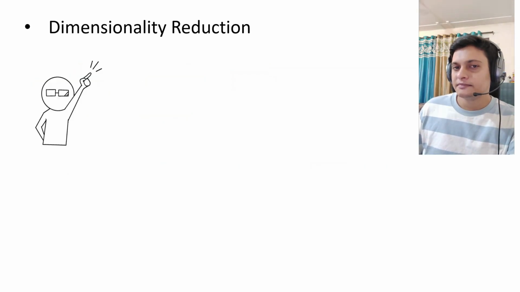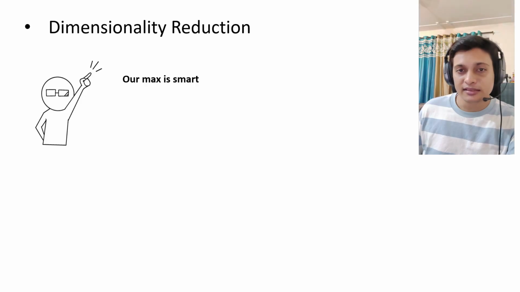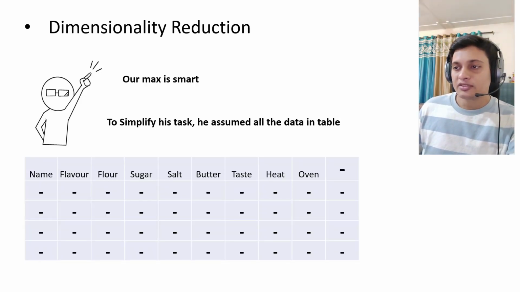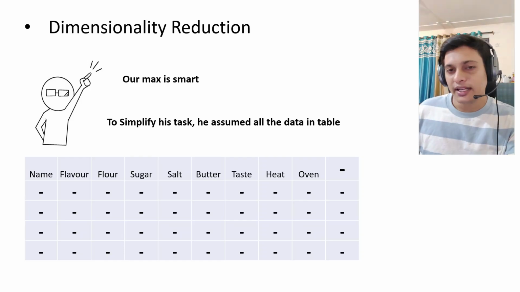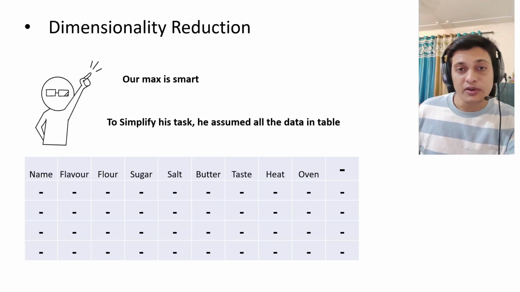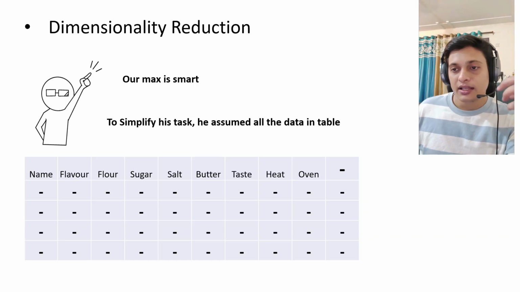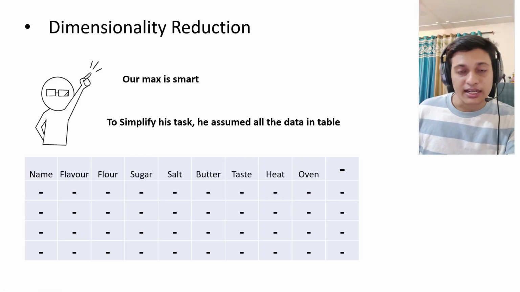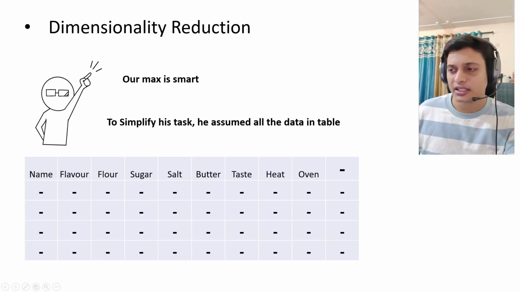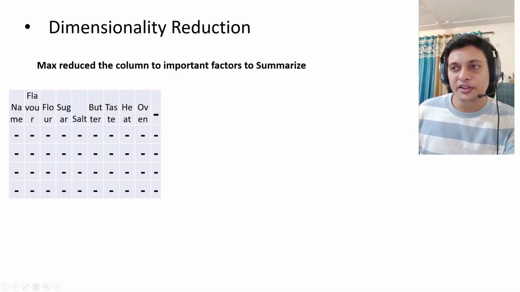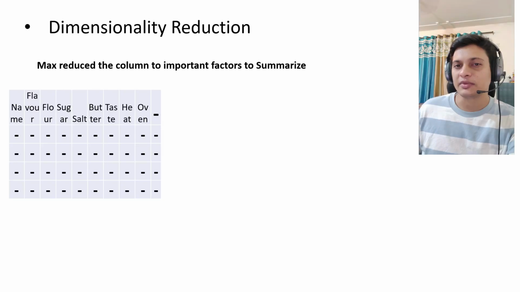And what Max did, our Max is smart. To simplify his task, he assumed all the data in a table. As you know, if it is a recipe book, then every dish will have a name. And if it is a cake, then definitely the cake will have a flavor. Cake will be baked using flour, sugar, salt, butter, and etc. There are hundreds of fields when we are going to prepare a cake. What Max did is, Max reduced the columns to the important factors to summarize.